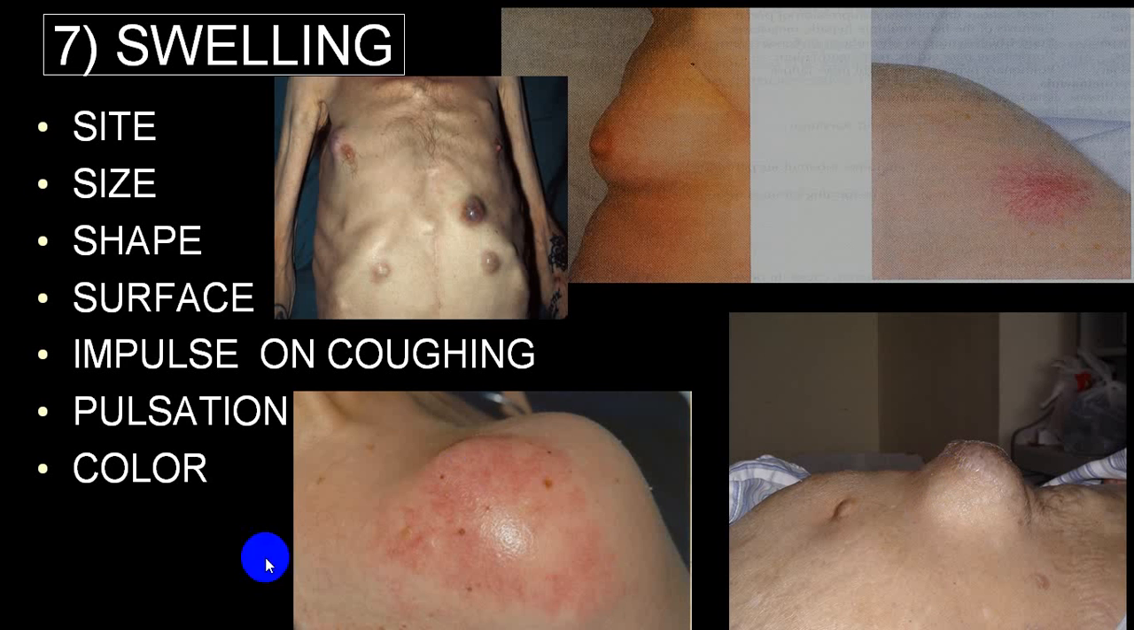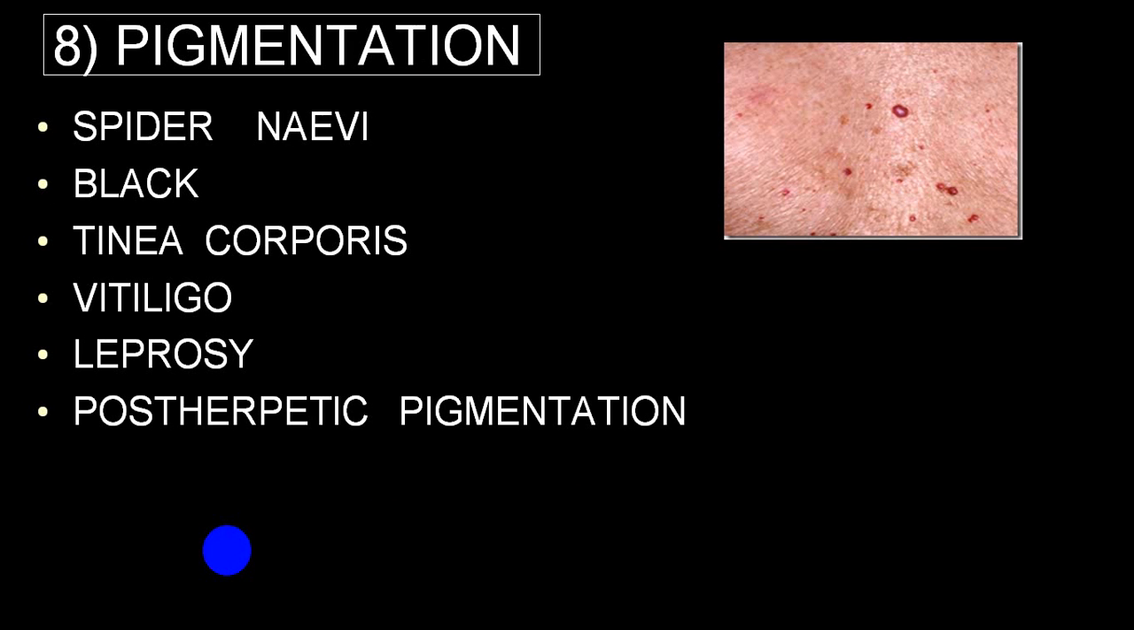If you see any swelling, again site, size, shape, surface, impulse on coughing, pulsation and color, which is very easy on inspection. See, you can see these are multiple swellings. These are all secondary metastasis. This is gynecomastia. This is spider nevi. This is a pulsatile swelling, aortic aneurysm. This is again a pulsatile swelling, aortic aneurysm. Try to give in detail. This is more asked on the surgical side, but can be asked even in medicine also.